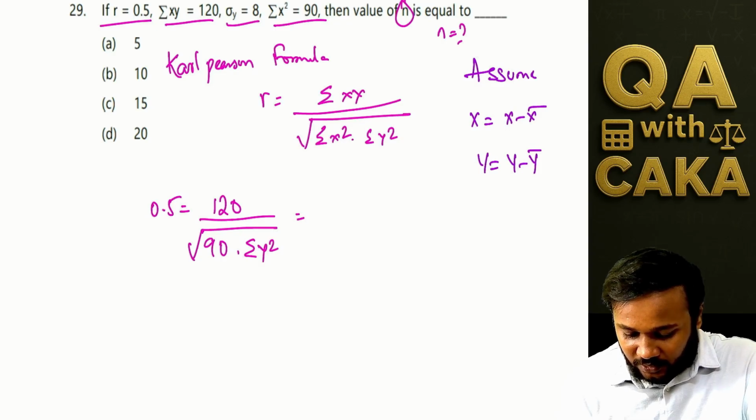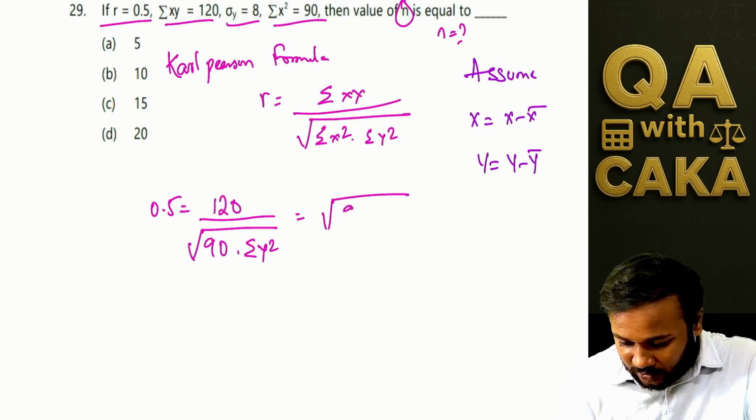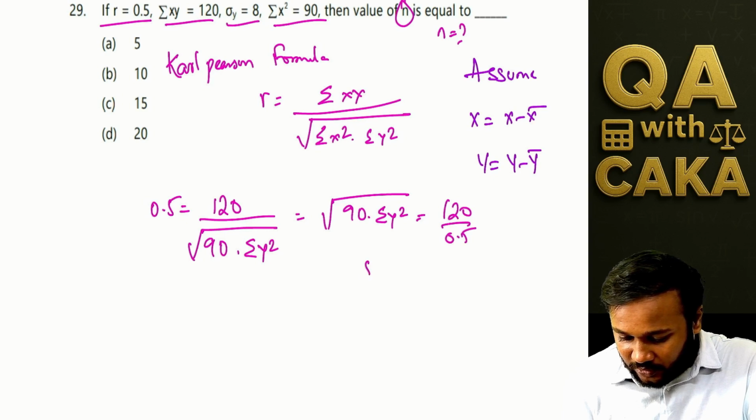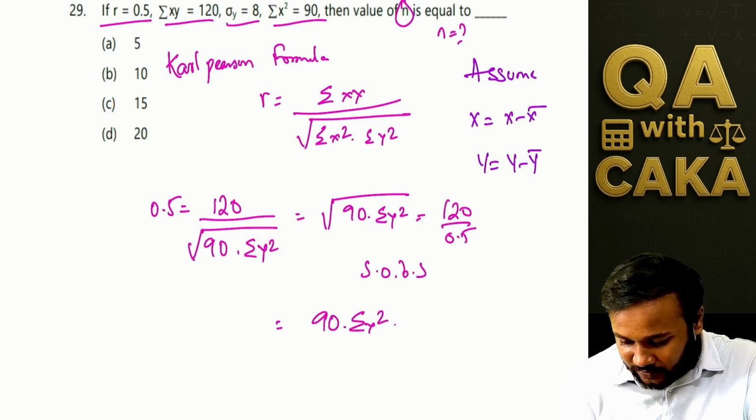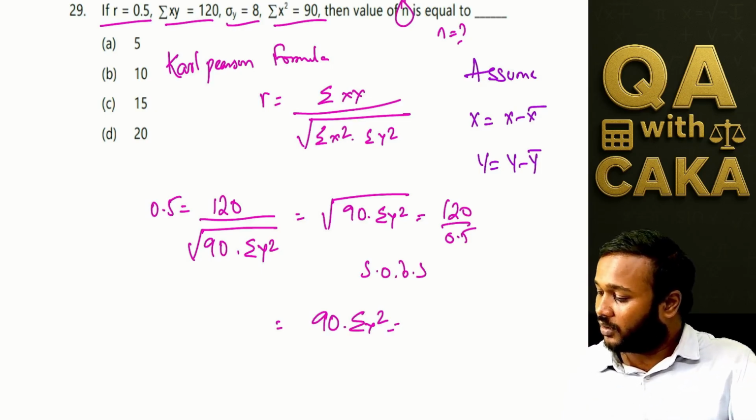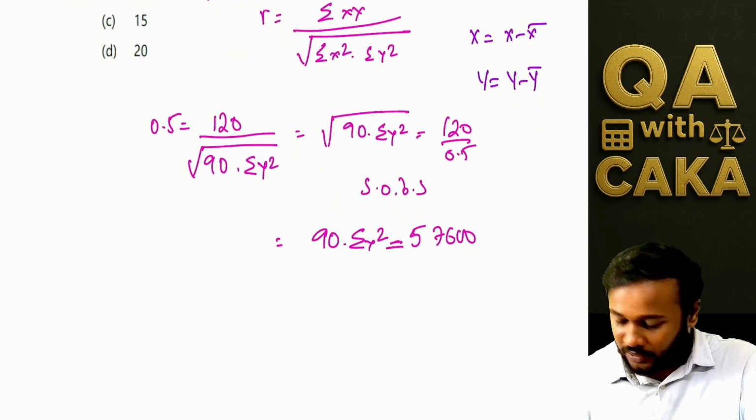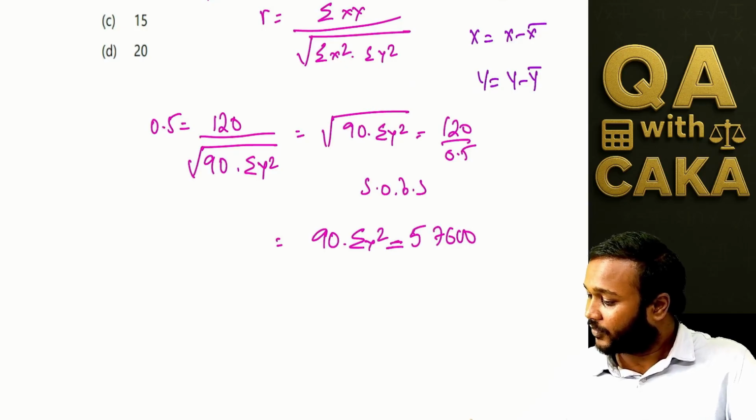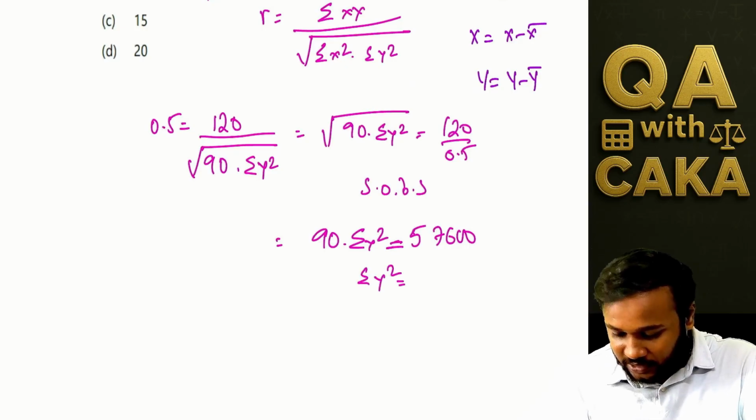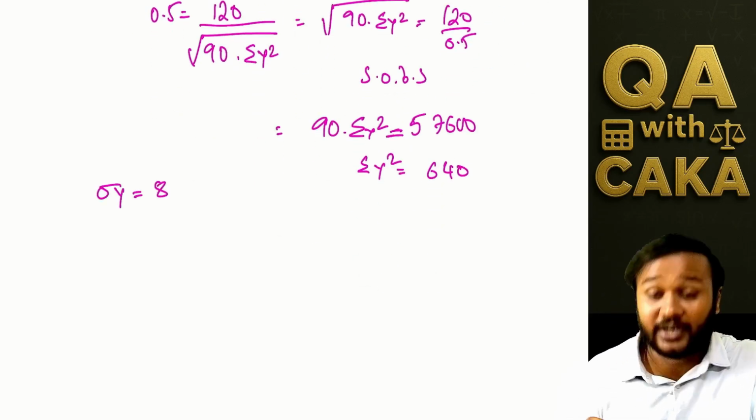Now solve this. You can do it either way. Let me take this to the top: 90 into summation y square, under root, is equal to 120 divided by 0.5. Now do the squaring on both sides. This will be 90 into summation y square. 120 divided by 0.5 is 240, and 240 squared is 57,600. This divided by 90, so summation y square is equal to 640. I got it.